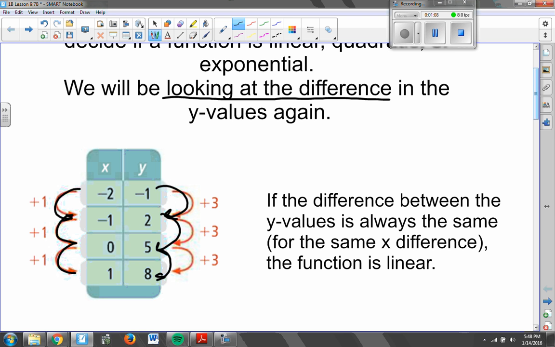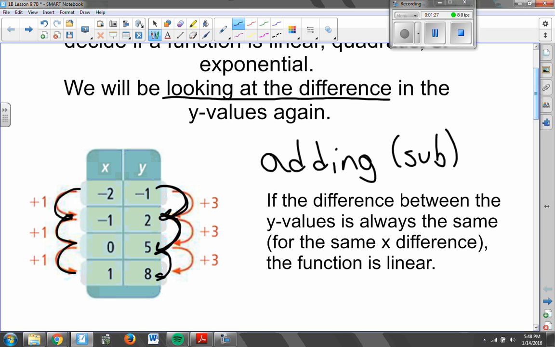Okay? If the difference between the y values is always the same, meaning adding something, or subtracting, obviously, then the function is linear. As long as I'm adding or subtracting the same number every time to go from y value to y value, if my x's are going up by 1, or the same number every time. So that's linear. Hopefully that's one that we can see pretty easily, because we're adding the same number to our y's every time we add an x.